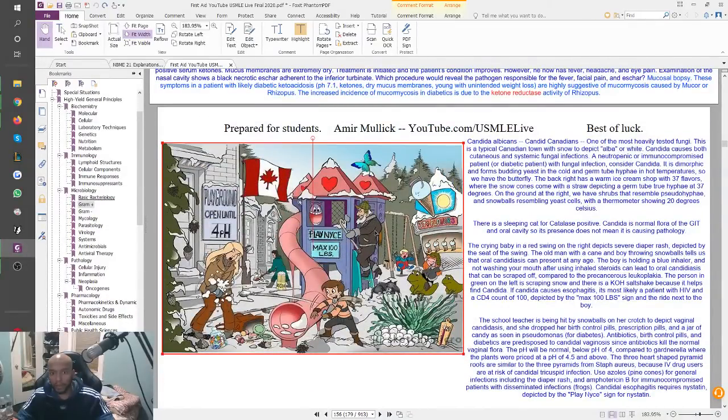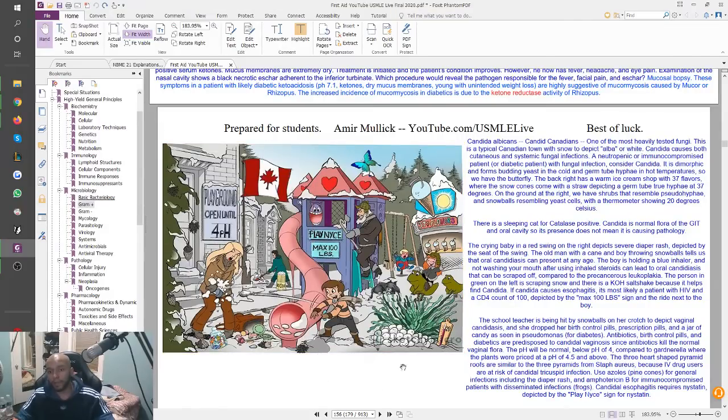Now, you can see how this is purple. That's supposed to remind you that it's gram-positive in certain forms. It's also catalase positive, right? You can see there's a sleeping cat there. There's a lot to know.